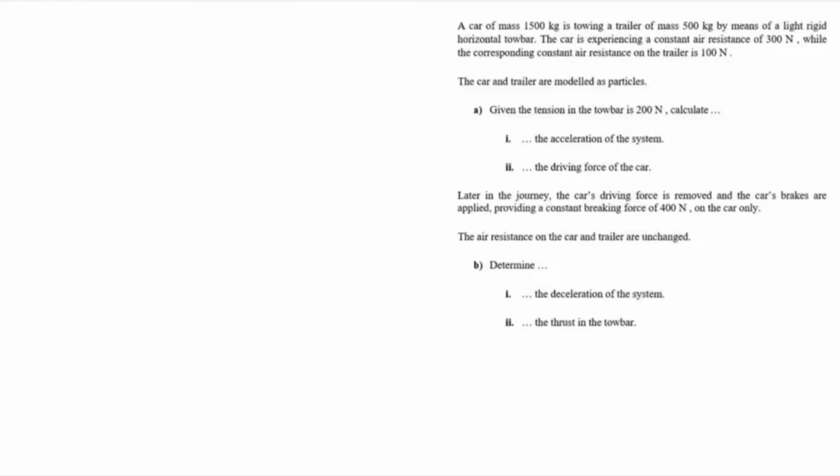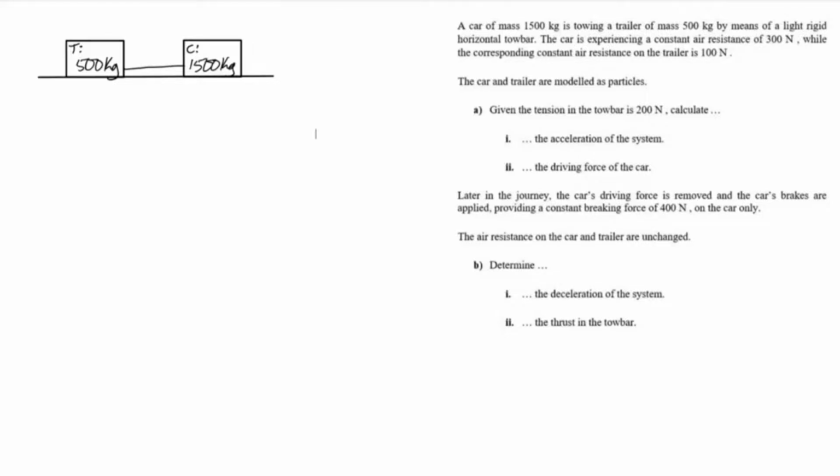Okay, a lot of information there. The very first step is to model this in a good diagram. So here are my two particles, the car and the trailer. We know that the car has a mass of 1,500 kilograms, while the trailer is 500 kilograms. We'll model the direction of movement as moving from left to right. Here's the tow bar that connects them.